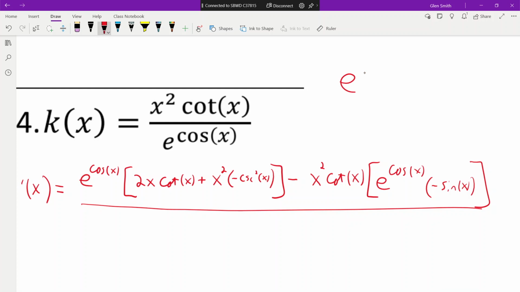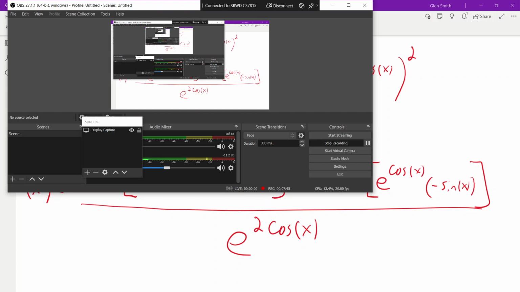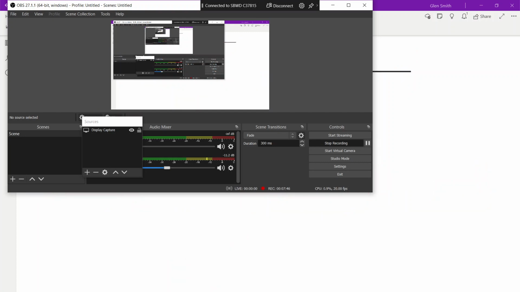And again, if you square something that has an exponent, you're really just going to multiply that exponent by 2. So you can write it like that right there, or you write it like this. But it's not cosine squared. It's e to the cosine, the whole thing squared, or e to the 2 cosine of x. All right. Hopefully not too bad.